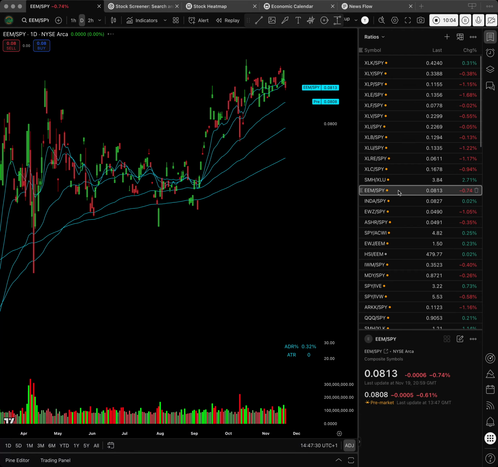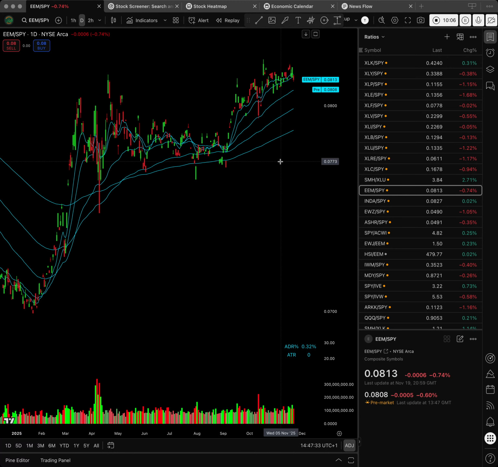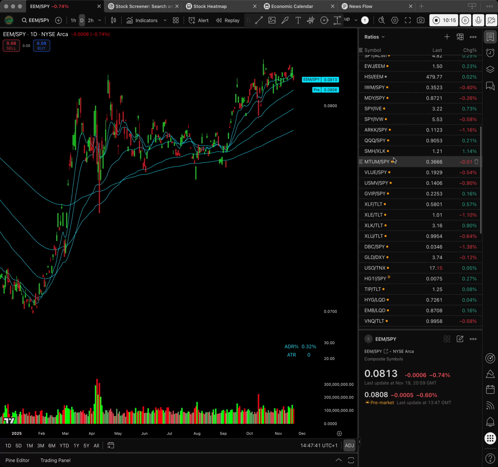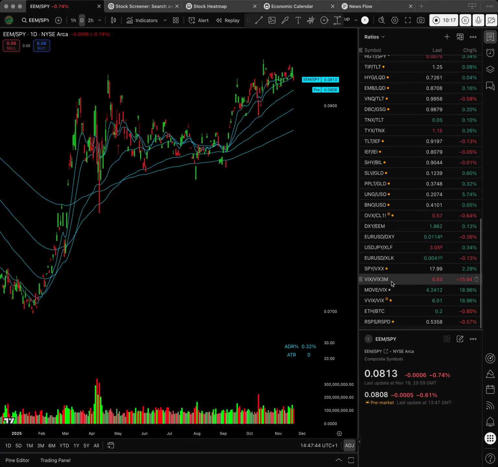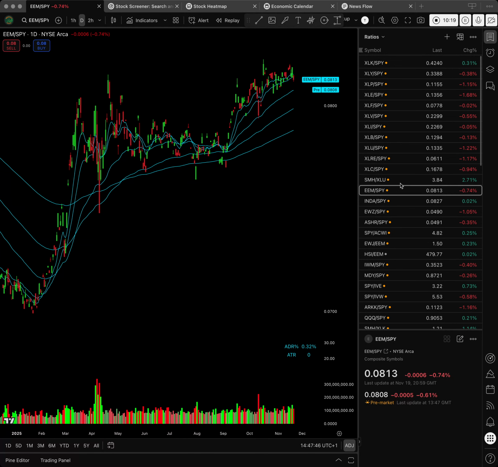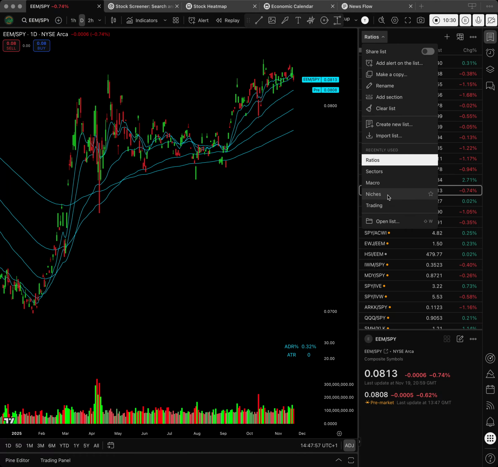And then you have here EEM/SPY. This is the ratio between the emerging markets ETF and the American Standard and Poor's 500 index. And there are a lot more. I'm not going to go through them all here, but there are many, many of these ratios that I use to see what markets are underperforming or outperforming. So I just figured I'd make a video about it, so you know what I'm looking at, how I look at things, and how I come up with these trade ideas.